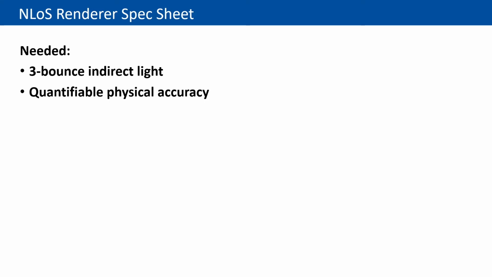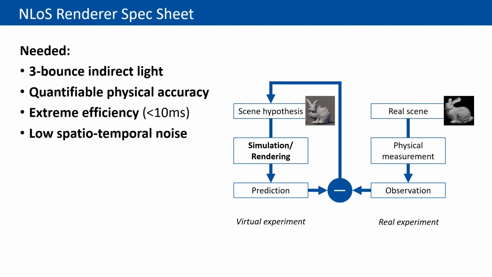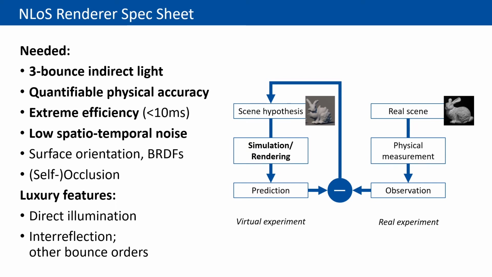We need our renderer to be extremely efficient, since over the course of the optimization run we keep rendering over and over again. In total, we might need to produce hundreds of thousands of predictions or more for a single reconstruction. Of course, our input data is noisy, but our simulator must avoid stochastic noise at all costs, because it would be absolutely toxic for computing numerical derivatives. And then there are a few more features that are nice to have, and others that we don't need at all. Note that among these is direct illumination. So our renderer does not have to be a good renderer in the traditional sense.